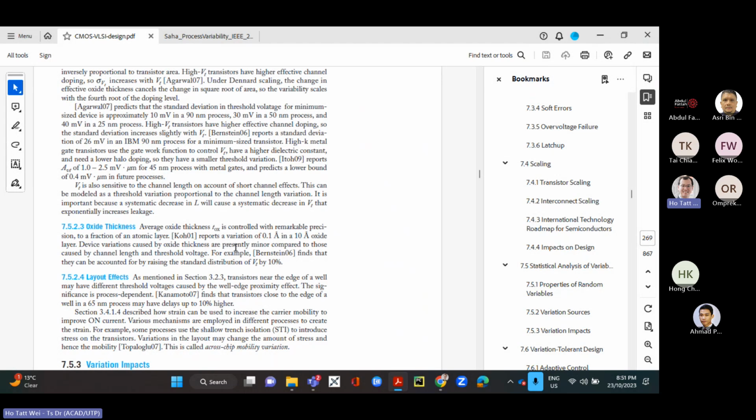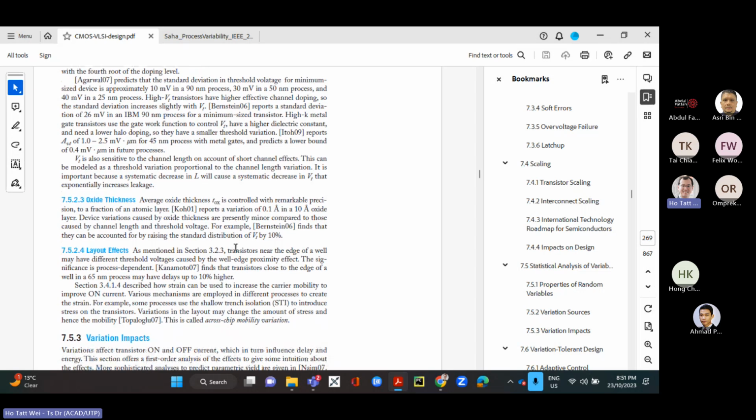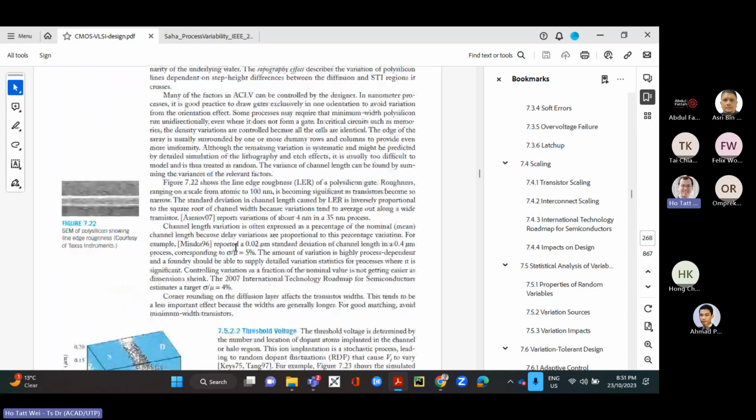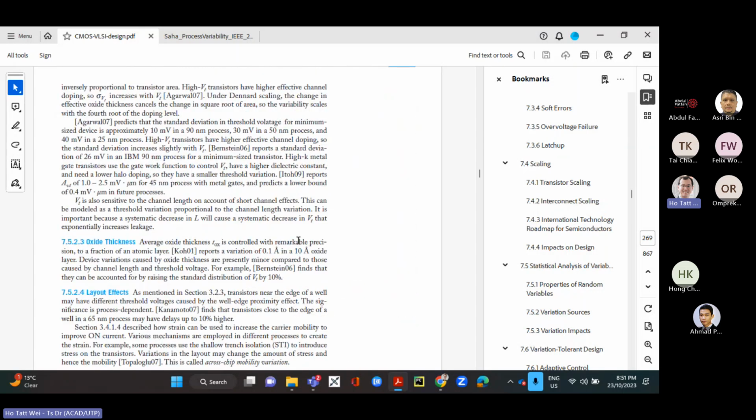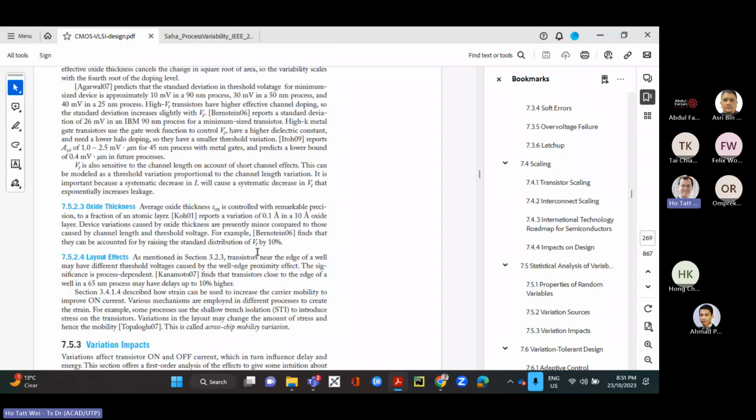How thick is your oxide connecting your gate and your bulk? There's some variability there, but it does affect things. So there are three main sources of process variation: the channel length variation, the random dopant fluctuations that lead to threshold voltage variation, and there's oxide thickness variation, which also will change the threshold voltage.